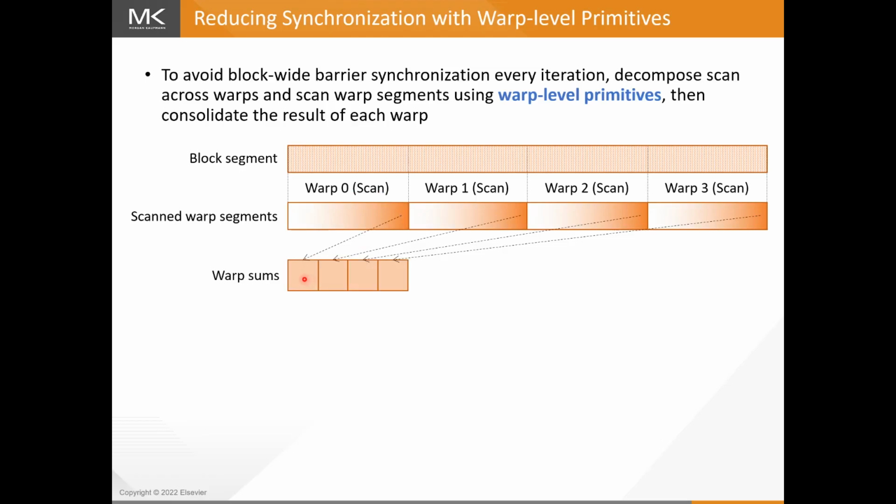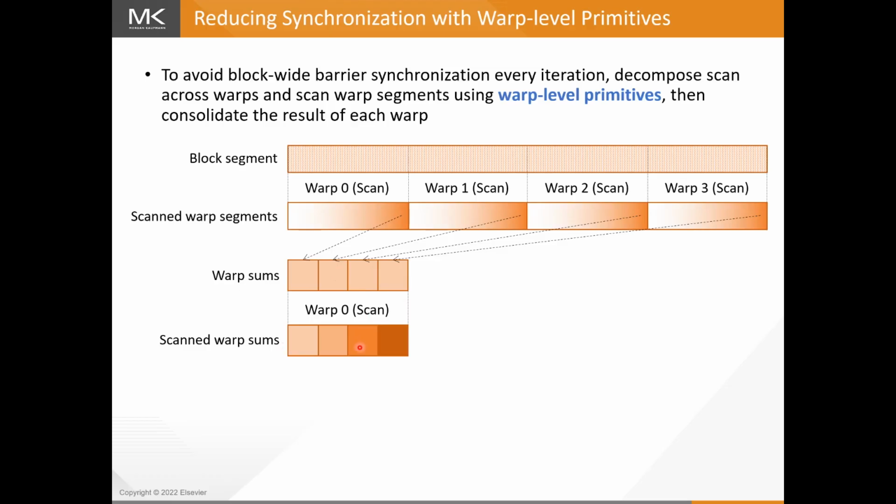Then I'm going to have one warp do a scan of the warp sums. When I do a scan of the warp sums, the first element is going to be the sum of all the elements in warp 0. The second element is going to be the first sum plus the second sum, so the sum of the elements in warp 0 and warp 1. The third element is going to be the sum of the elements in warp 0, warp 1, and warp 2, etc. So now I have the scanned warp sums.